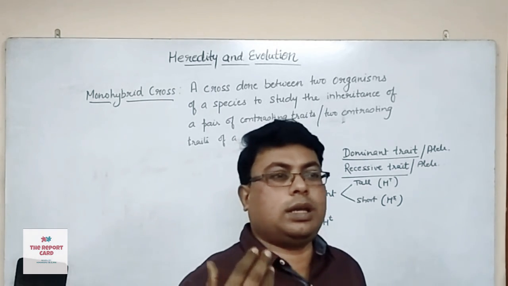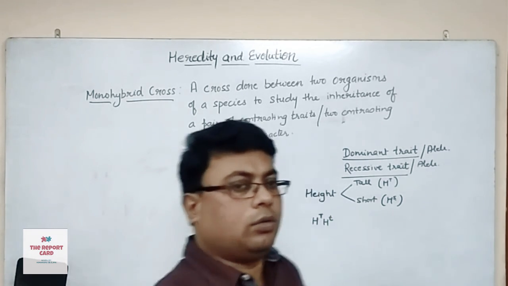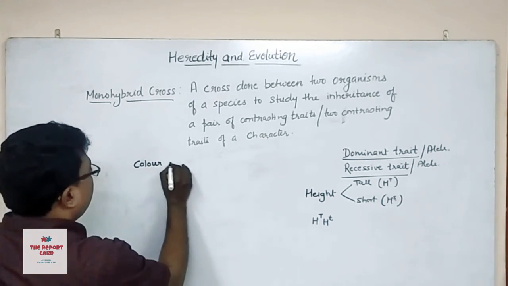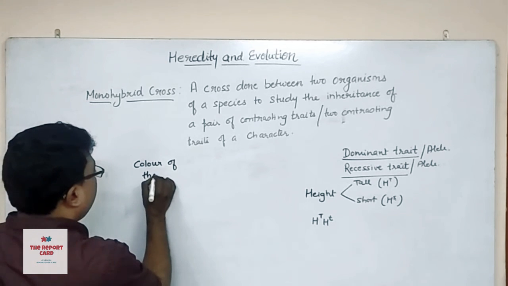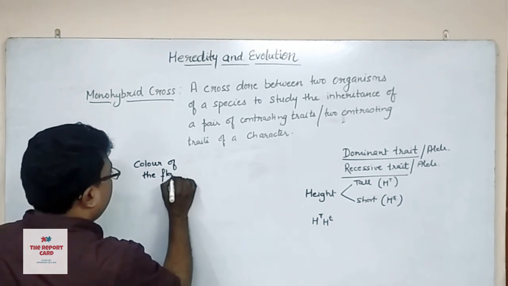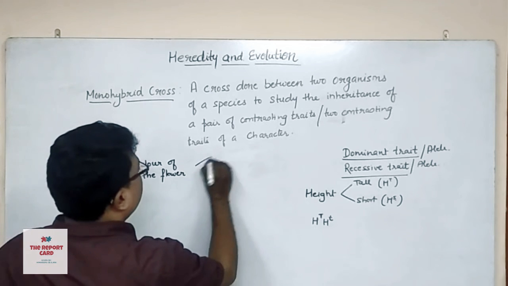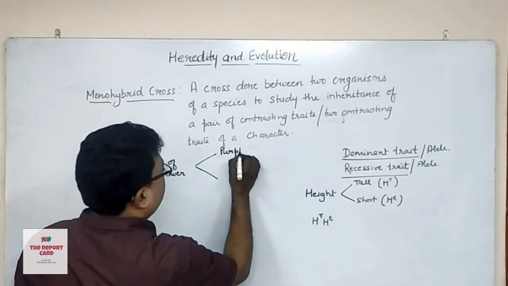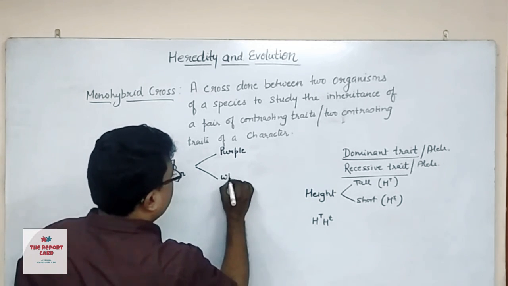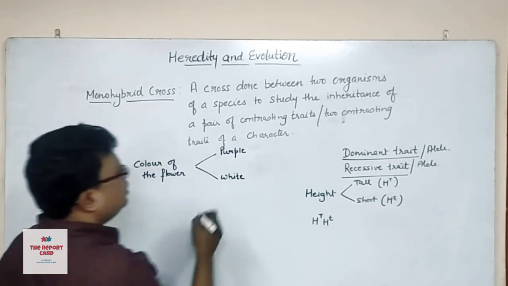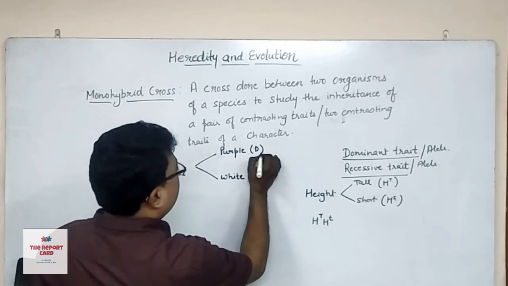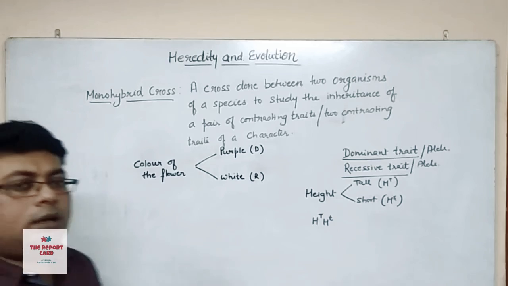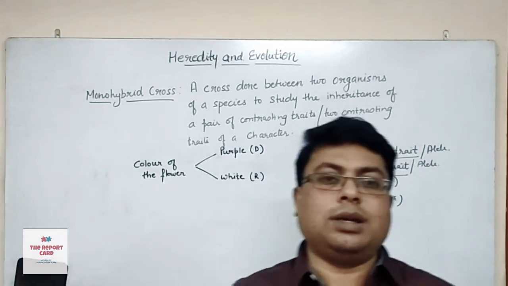Let us take the example of the color of flower. Okay, so when I am talking about the color of the flower, now we know that we have two colors, purple and white. Okay, we have two colors, purple and white. Purple is a dominant trait and white is a recessive trait. Okay, right?